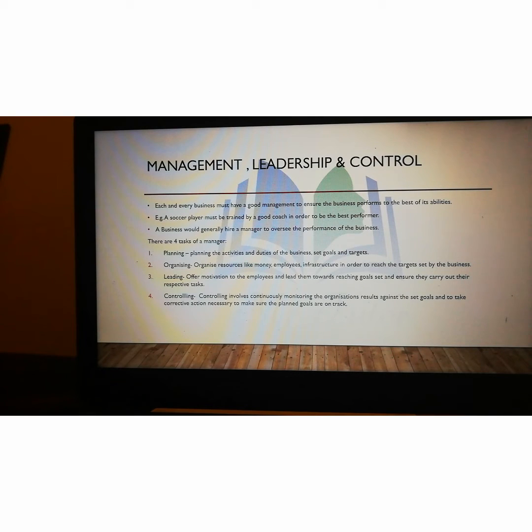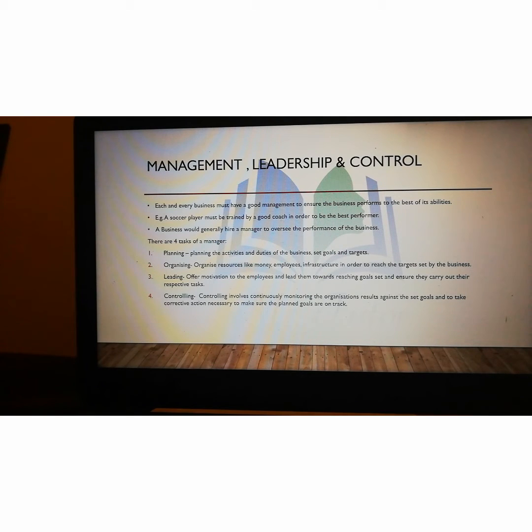Now the second task of a manager is to organize. A manager organizes resources like money, organizes employees, like I said in the previous example, and infrastructure, which is your building and your equipment, in order to reach the targets that are set by the business. The third function of a manager is to lead. You offer motivation as a manager to the employees and lead them towards reaching the goals set by the business, and also ensure that they carry out their respective tasks to the best of their abilities each and every day.